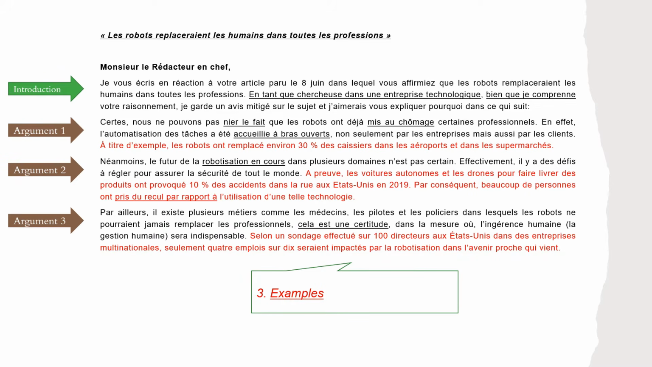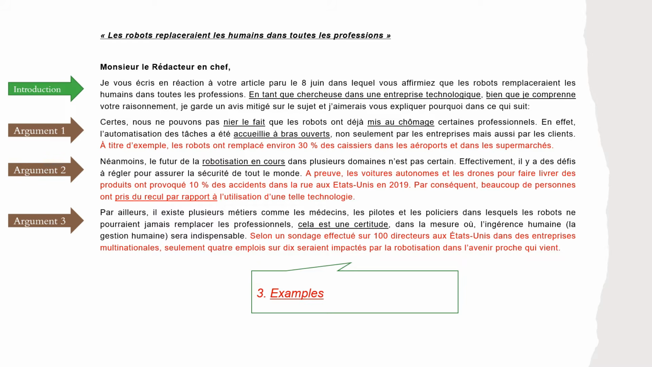And then since in the third argument, I'm saying that there are many professionals like doctors, pilots, and police who can never be replaced by robots, I'm giving an example in that support, and I'm saying that recently there was a survey which was done on 100 directors in the US, and they basically said that only 4 out of 10 people would be replaced by robots in the near future. So that's how I've written it.